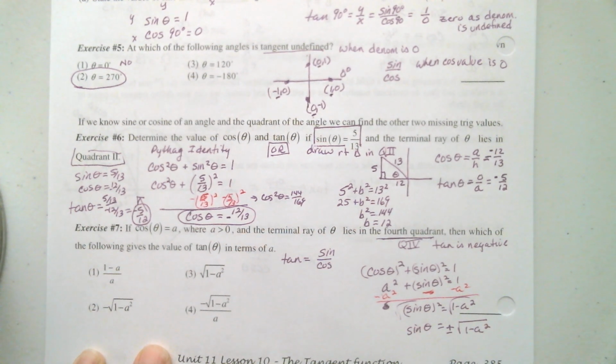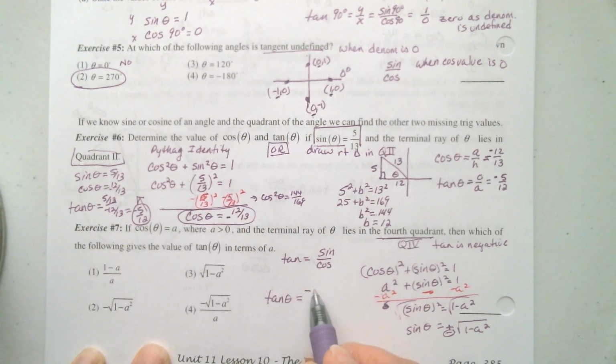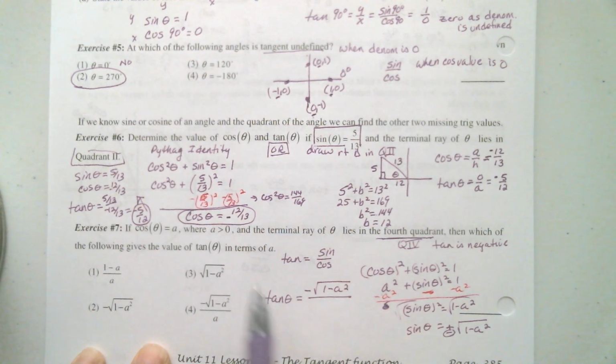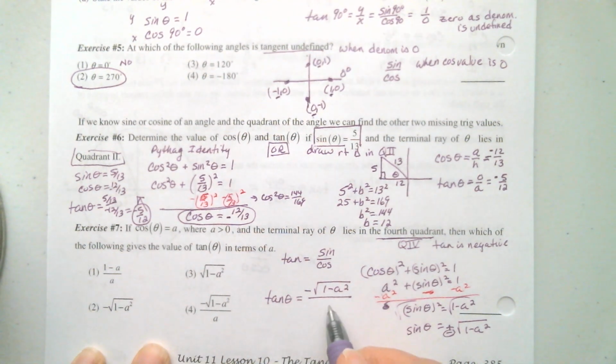But we are in quadrant 4 where sine would be negative, right? Sine would be negative. So I go back to here, tangent theta would equal negative square root of 1 minus a squared over the cosine value, which is a. That's our answer, which is option 4.